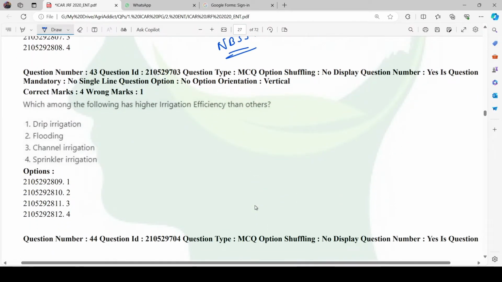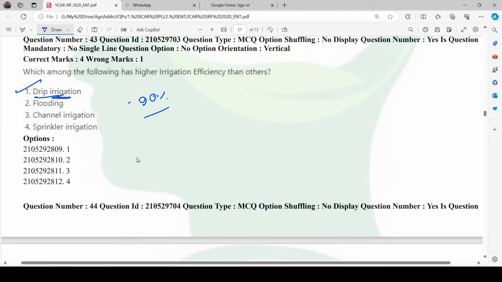Which one of the following has higher irrigation efficiency than others? Very easy. Drip irrigation or trickle irrigation. It has the highest irrigation efficiency, and you should know that it has almost 90% efficiency, more compared to surface methods, and almost 85 to 90% saving of water can be seen due to drip irrigation. It was first used in Israel, and Simcha Blass was the father of drip irrigation.